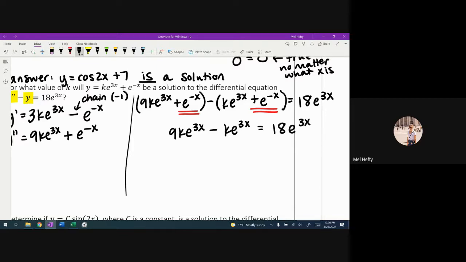What did you say it was, Hermie? We have 9k e to the 3x minus k e to the 3x. I subtract. So what would this be? Yeah, so I need to subtract their like terms. So I have 8k e to the 3x.